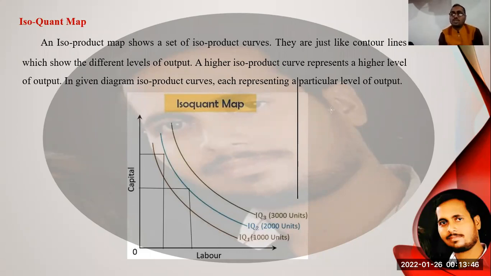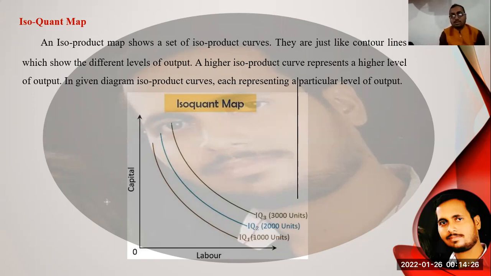So this is the IsoQuant map. An IsoQuant map shows various combinations, various offerings of production by the producers on various sets of capital and labor. Having more than one IsoQuant curve is called an IsoQuant map. In this diagram, we are getting more than one IQ curve. It means it has three IQ curves. So this is what is called the IsoQuant map, students.